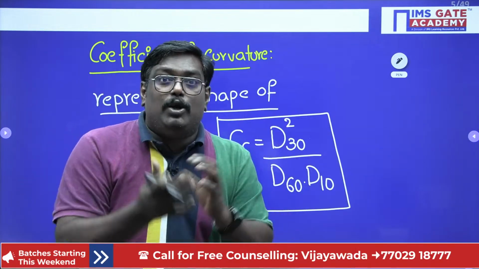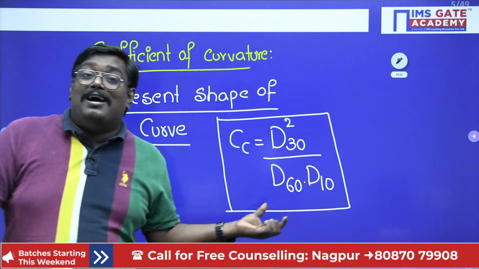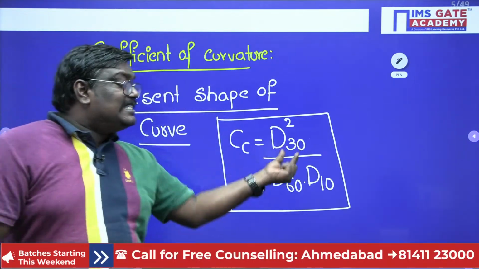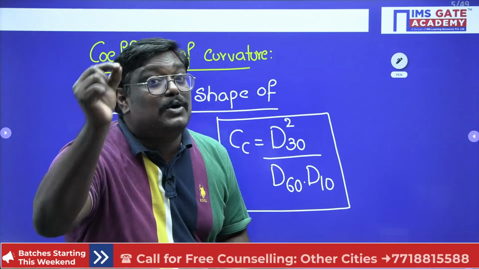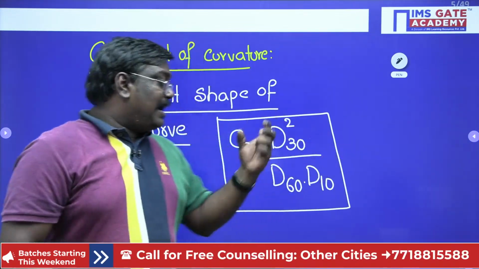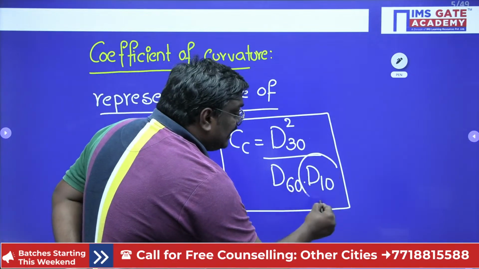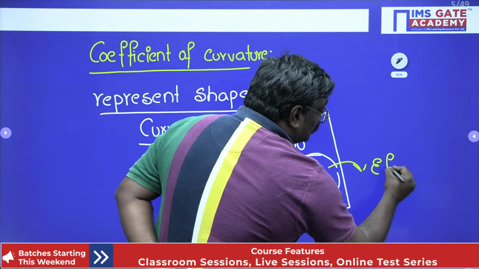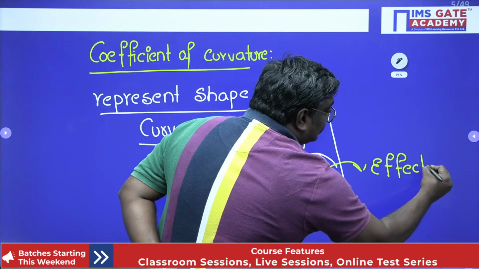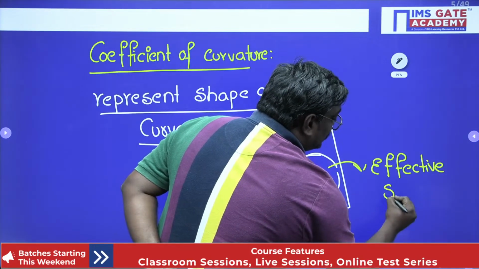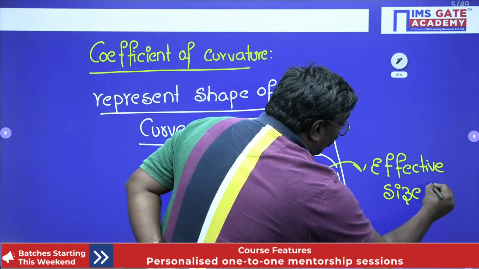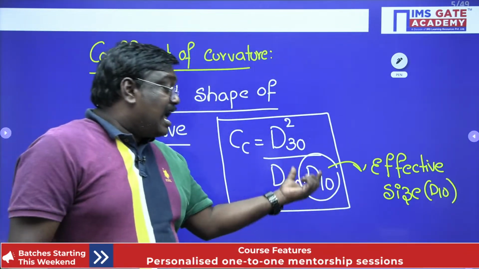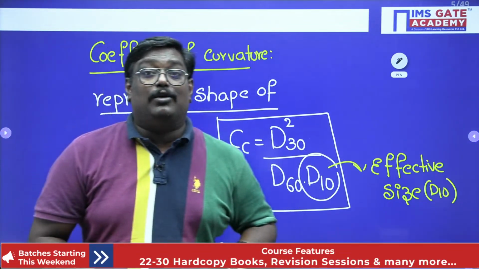If I talk about D10, it represents the size of sieve where 10% is passing. So here 60, 30, 10 represents the percentage of passing. So my dear students, when I talk about D10, this is called the effective size. Only D10 is called the effective size. They can ask you which is considered the effective size, meaning D10, or they can give you D30, D60 and the coefficient of curvature, and ask you to find the effective size.